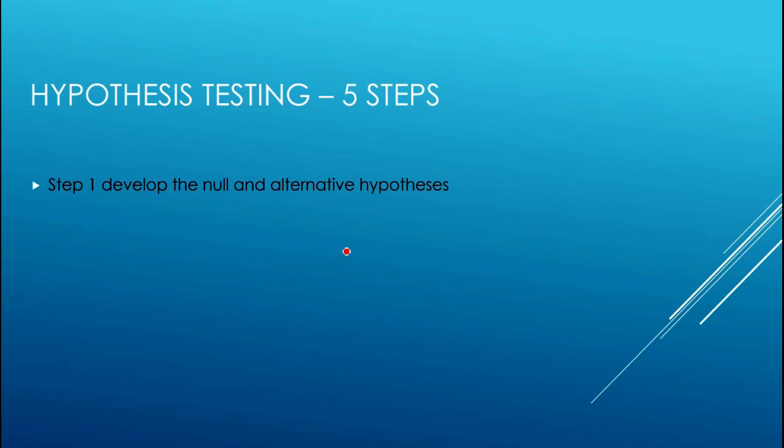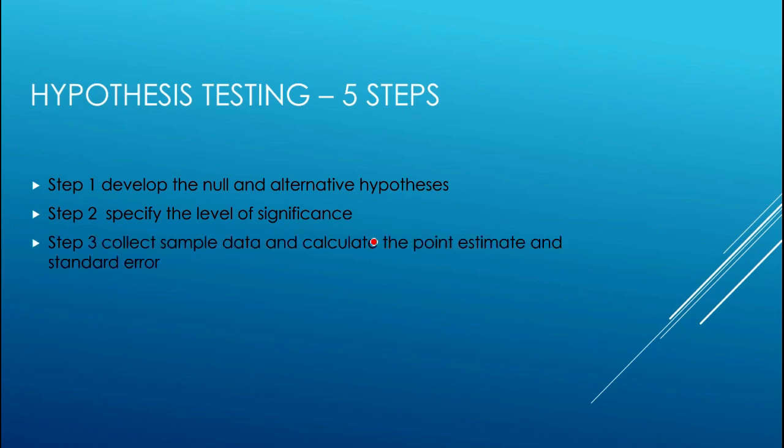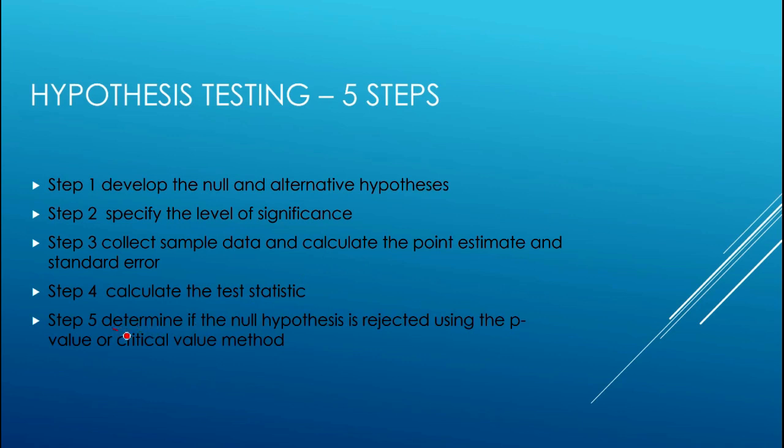I'm going to break hypothesis testing down into 5 steps for you. First, we're going to develop the null and alternative hypotheses, of course. Step 2 will be to specify the level of significance. That is, how willing are we to risk making a type 1 error. Then we'll collect a sample of data and calculate the point estimate and the standard error of the estimate. Those two pieces of information together with the hypothesized value when the null holds with an equality are going to be essential to calculating the test statistic. That's what happens in step 4. And then finally in step 5, we'll complete the test by determining if the null hypothesis should be rejected.